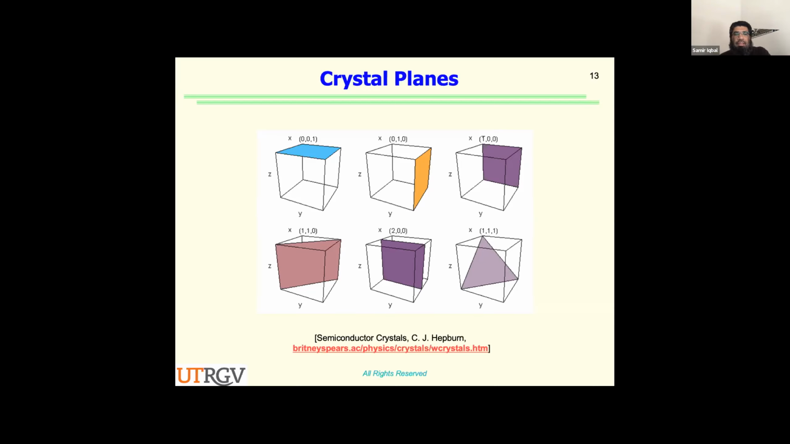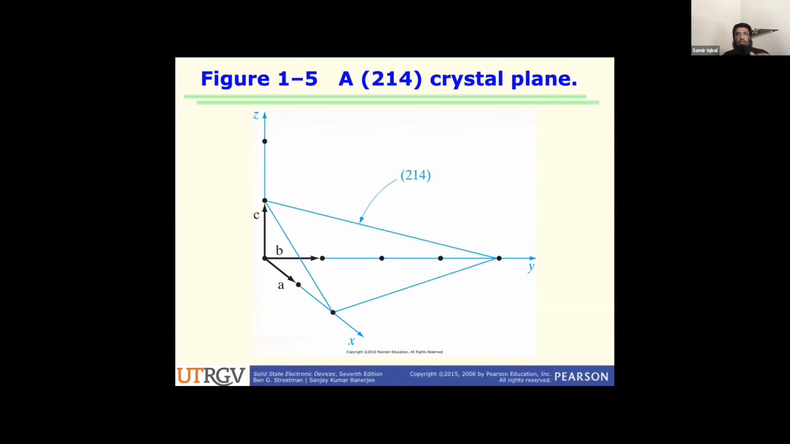For the blue one, it's 001. If it's the top, for the front one is 010. The side is 1 bar 00 because instead of taking the front one, we are taking the back one. So they are symmetrical. All right, let's look at this example.